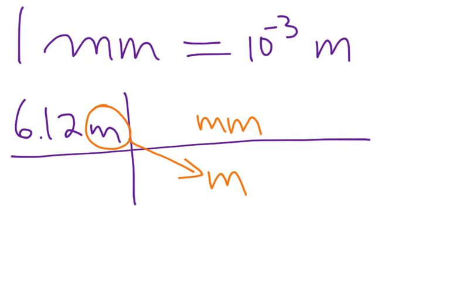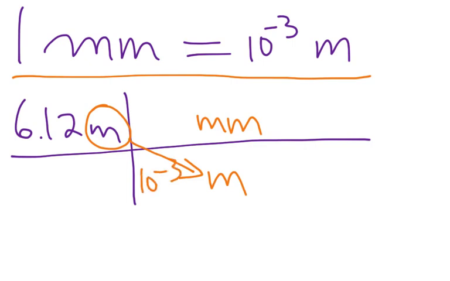And now let's fill in the numbers. In our equivalent statement up here, the number in front of meter is 10 to the negative third. So I want to put that 10 to the negative third on the bottom in front of meter. The number in front of millimeter is 1, so I want to put a 1 there. And that's the way I would solve this problem. Units that are diagonally the same can be crossed out, which is going to leave millimeters as our answer, which is exactly what the question was asking us.